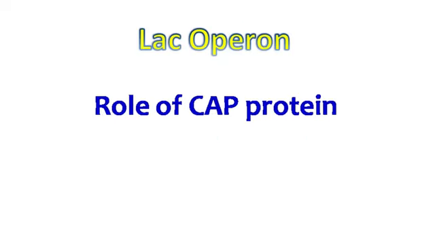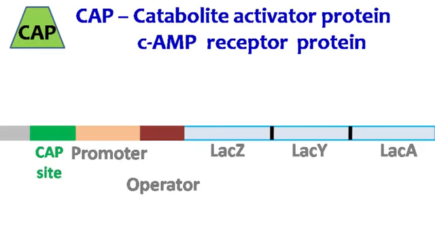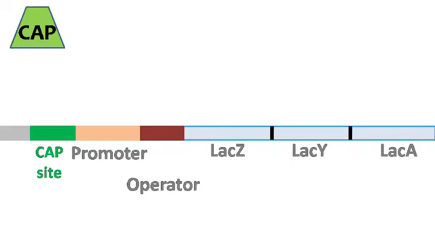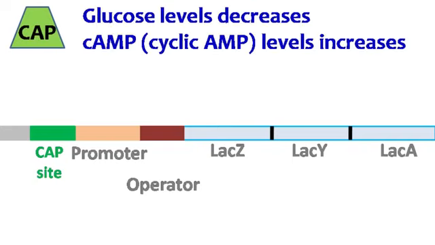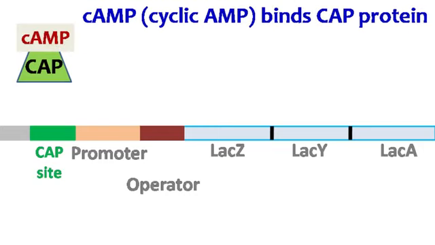The role of CAP protein in the Lac Operon. CAP stands for catabolite activator protein. CAP binds cAMP, hence it is also known as cAMP receptor protein. When the glucose level in the cell decreases, the level of cyclic AMP in the cell increases. The cAMP binds CAP protein and activates it.